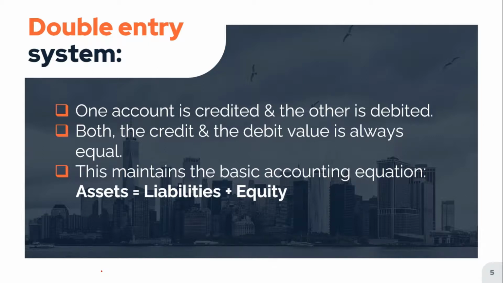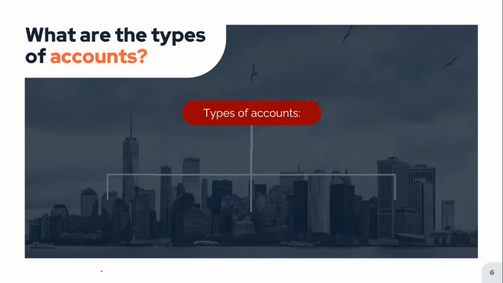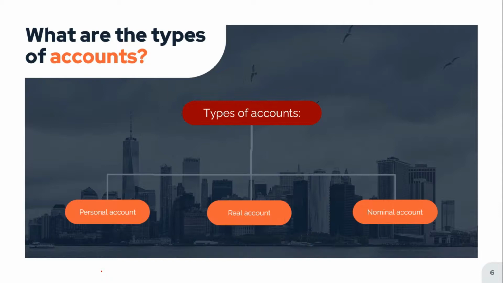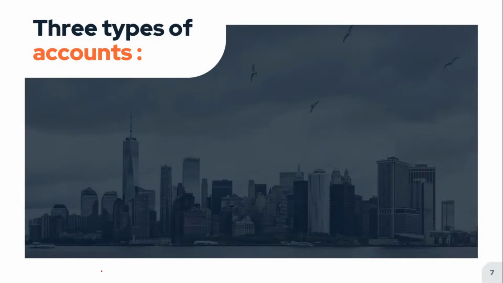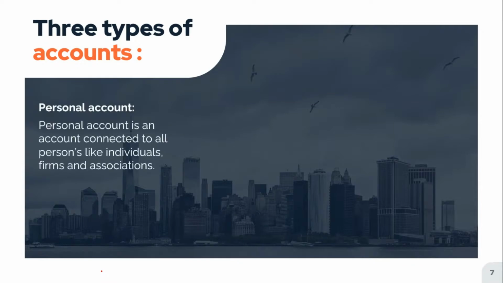In the next video, we'll be learning about golden rules of accounting. Before that, you need to know about the types of accounts. There are three different types of accounts: personal account, real account, and nominal account. Let's understand them. First is personal account. It is mainly associated with the balance sheet. A personal account is an account connected to all persons like individuals, firms, and associations. Example, suppliers, customers, bank, etc.